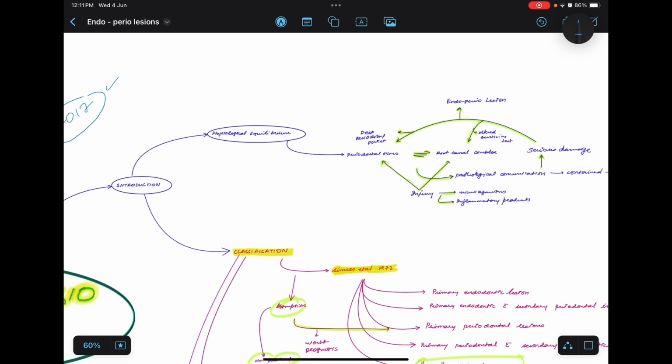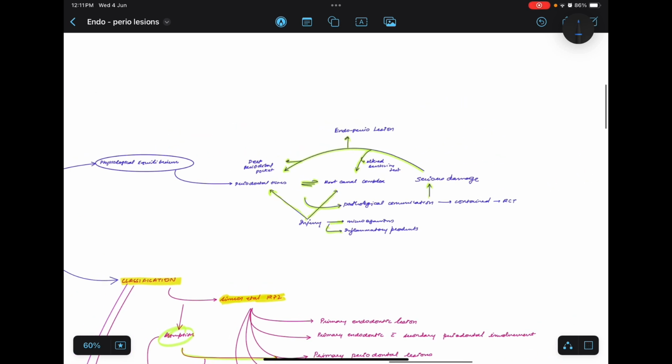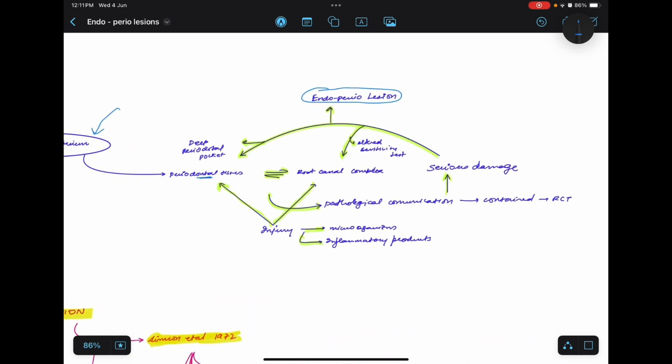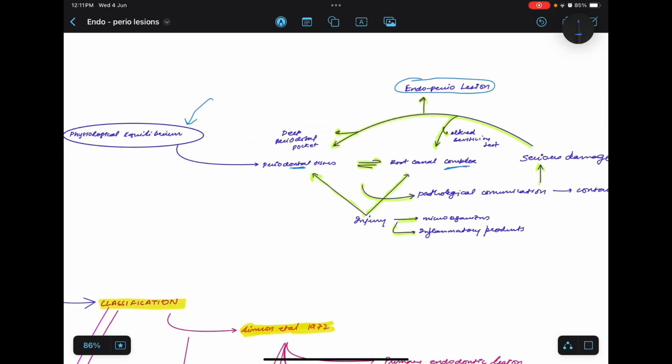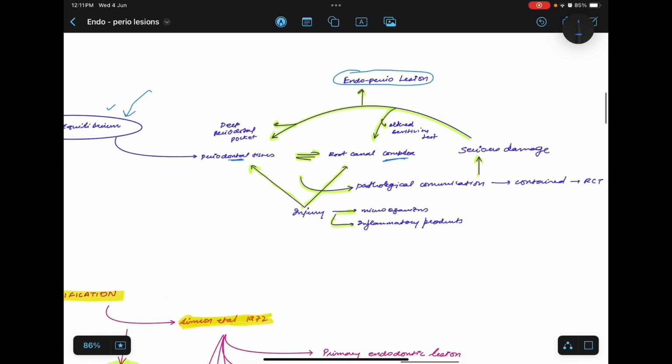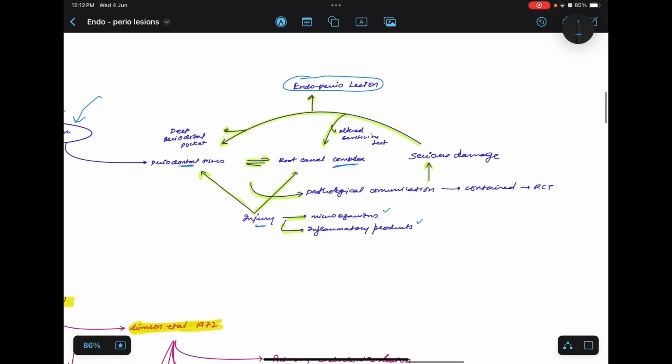Coming to the introduction part. Now, what is basically an endo-perio lesion? It is basically a disruption in the physiological equilibrium between the periodontal tissues and the root canal complex. It is mostly due to injury. Now, this injury could be because of microorganisms or inflammatory products. So what happens is, most of the time, there is a pathological communication.